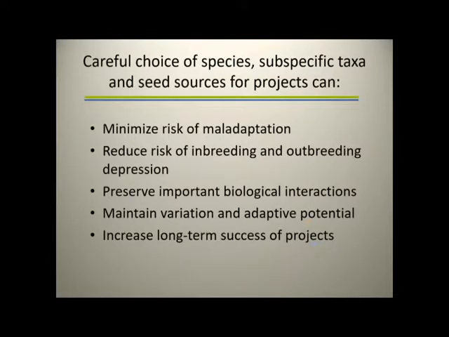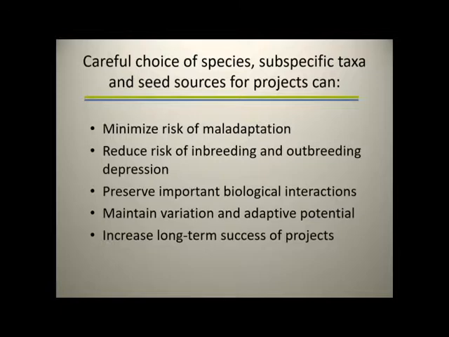So the idea is that careful choice of species and subspecific taxa and seed sources for projects can really help us in terms of minimizing the risk of maladaptation, reducing risks of inbreeding depression and outbreeding depression, can help us preserve biological interactions, maintain genetic variation to provide populations with adaptive potential, and hopefully increase the long-term success of projects.